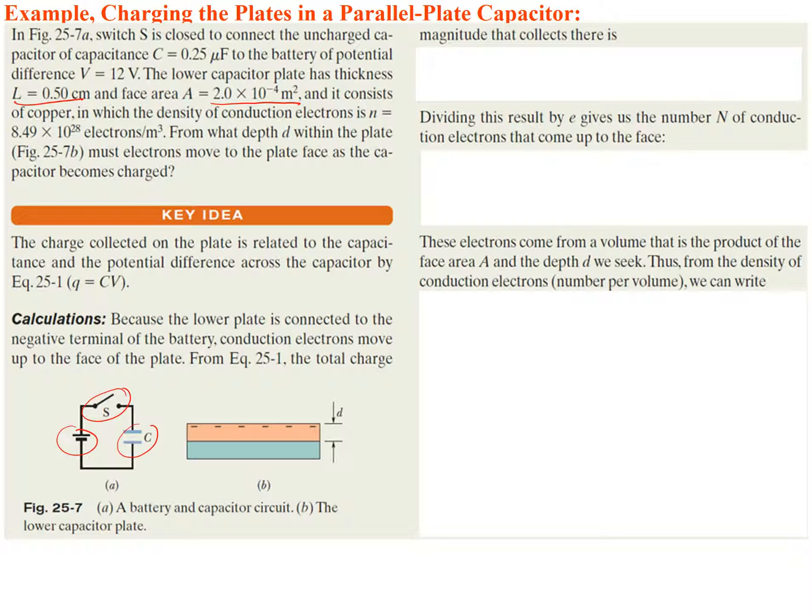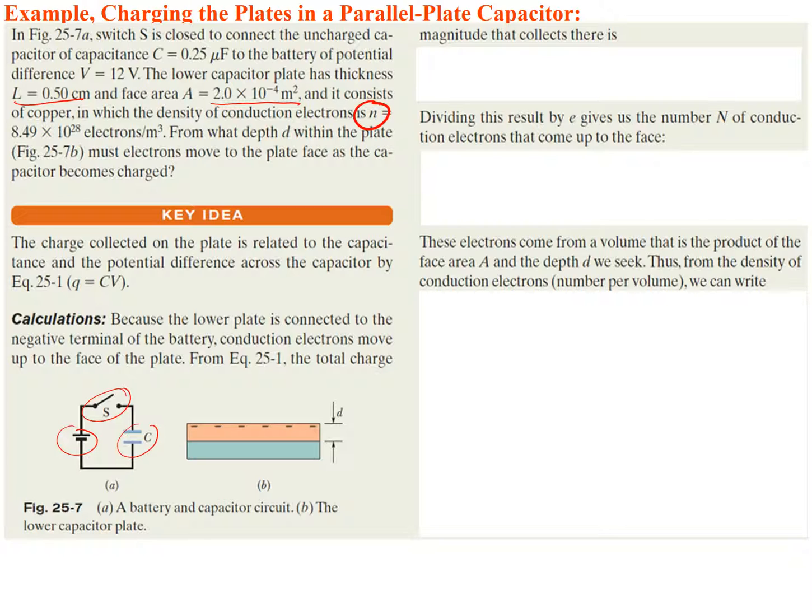And it consists of copper, in which the density of conduction electrons is n equal to 8.49 times 10 to the 28th electrons per meter cubed. All right, so this is a new variable we probably haven't seen before. It's a charge density in a sense, but it's actually the density of electrons per cubic meter. So it's not actually a charge; it's just the density of the actual electrons.